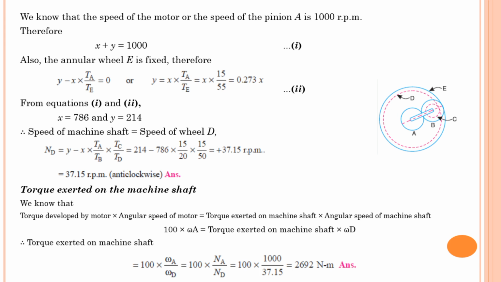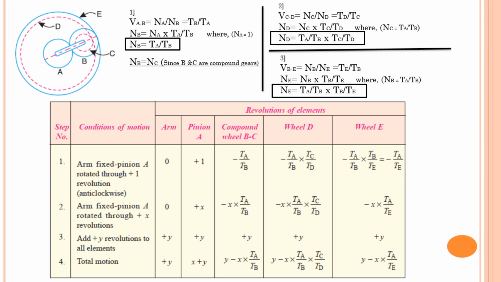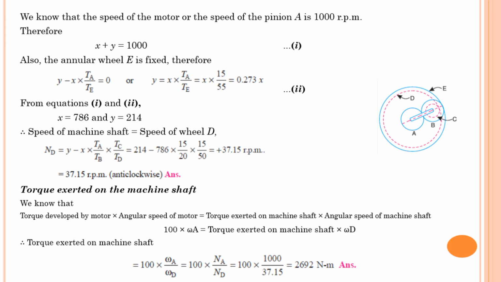Now these values of x and y we have to put in the formula for whatever we have been asked in this problem. We have been asked to find the torque of the output gear. What is the output gear? Output gear is D. That's why we are finding the speed of gear D. What is the formula for speed of gear D? It is y minus x into T upon TB into TC upon TD. In that formula, put the values of teeth, put the values of x and y and find out ND speed. I have got that ND speed as 37.15. Do this calculation afterwards by pausing the video.